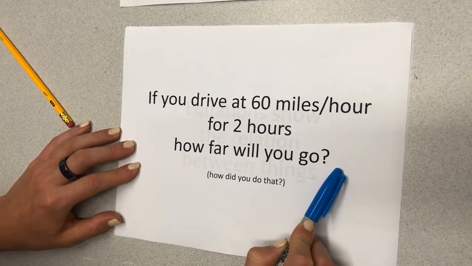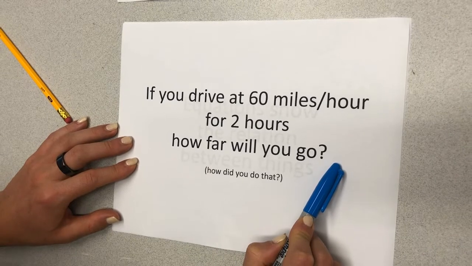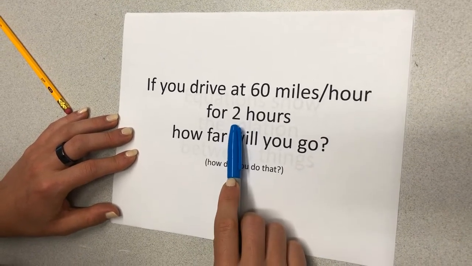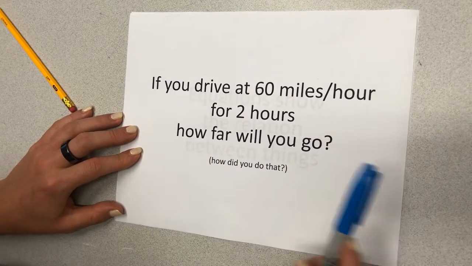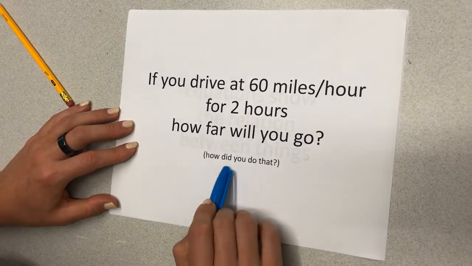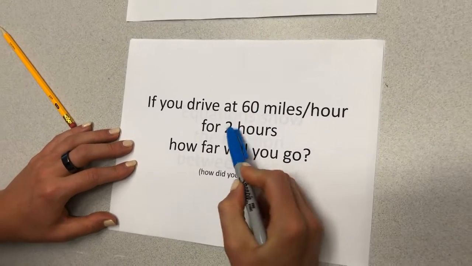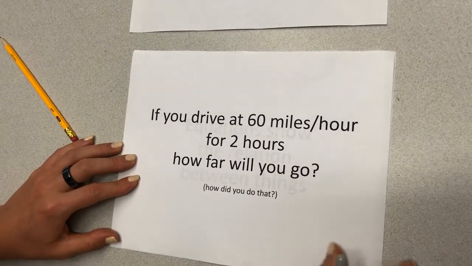If you drive at 60 miles per hour for 2 hours, how far will you go? 60 miles per hour. That means in 1 hour you're going to go 60 miles. So in 2 hours, that'd be 120 miles. Exactly. How did you do that? I multiplied. Okay, yeah, 60 times 2 gave you 120.